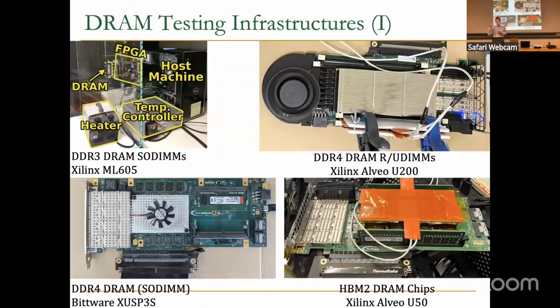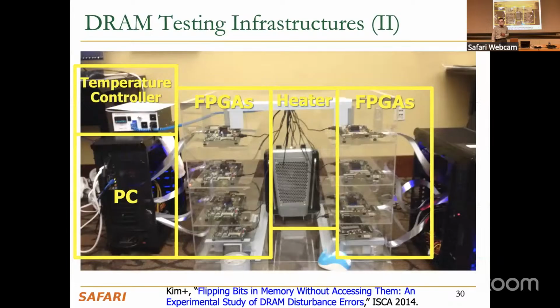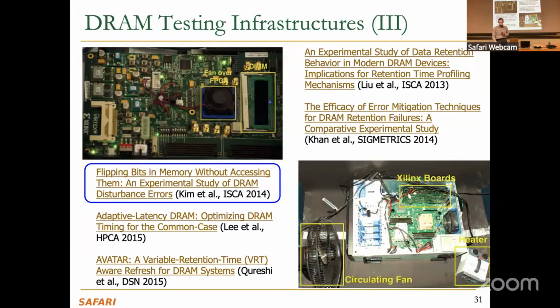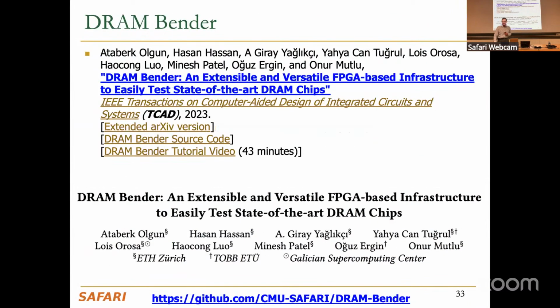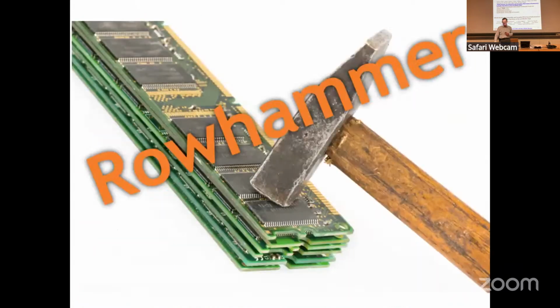So these are some of the infrastructures. We can test a lot of different DRAM chips. This is the infrastructure where we did a lot of RowHammer experiments. This is at CMU. And this was the makeshift infrastructure that we developed originally in 2011. So it's grown a little bit. And we open source these infrastructures, SoftMC, and more recently DRAM Bender. And a lot of people, both in industry and academia, have been doing studies with it.